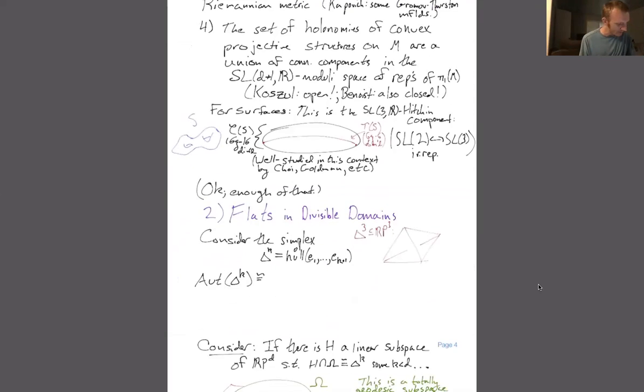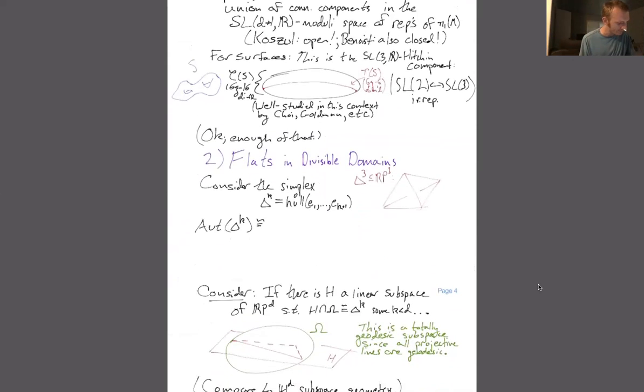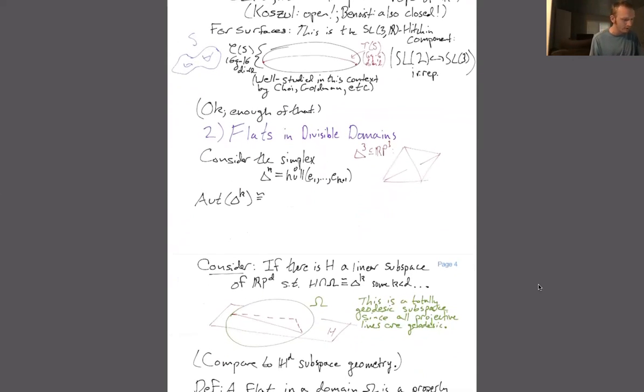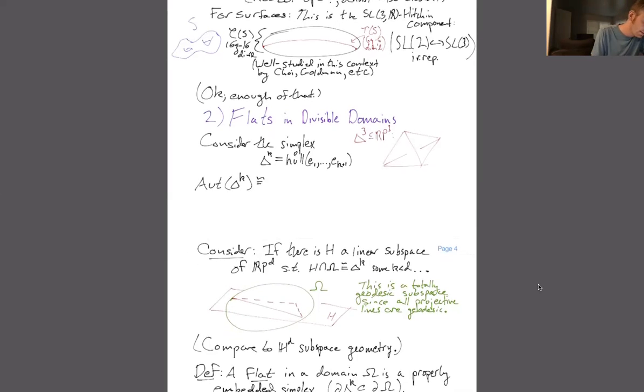Okay, so right, I want to now talk about what the flat substructures are in this context. And the theme will be that the simplex is actually a flat manifold, and I'll say exactly what I mean by that momentarily. So let's return to this example where we look at delta K, the simplex, which is the interior of the hull of K plus 1 points in RP^K, I guess.